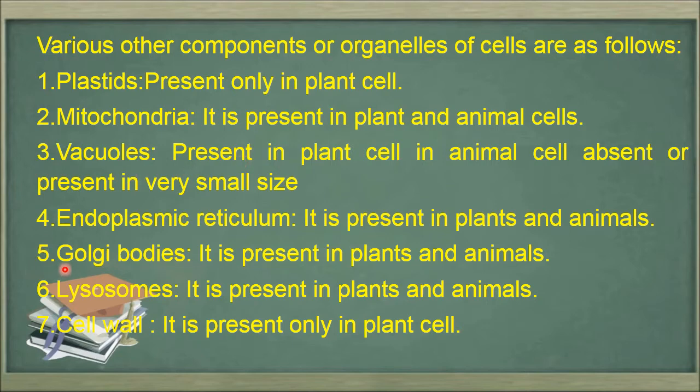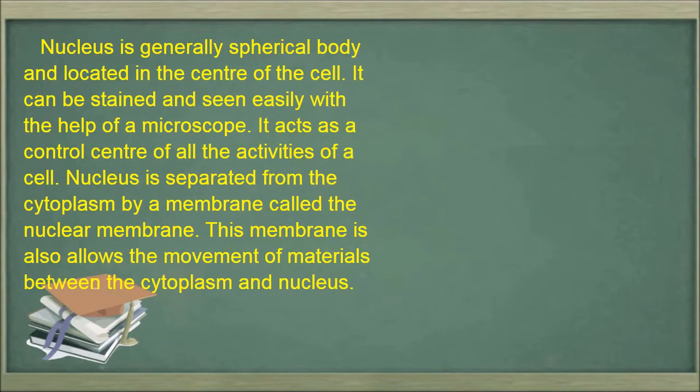Fifth one is Golgi bodies. It is present both in plant as well as animal cells. Sixth, lysosomes. It is also present both in plant as well as animal cells. Seventh is cell wall. It is present only in plant cells. So these are a few cell organelles that we have discussed.